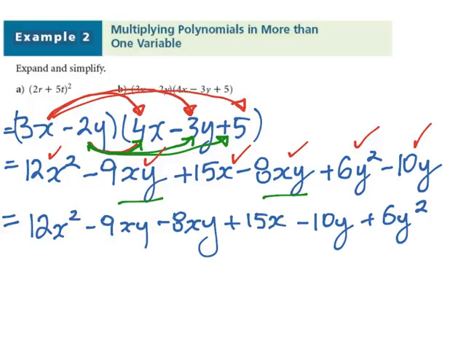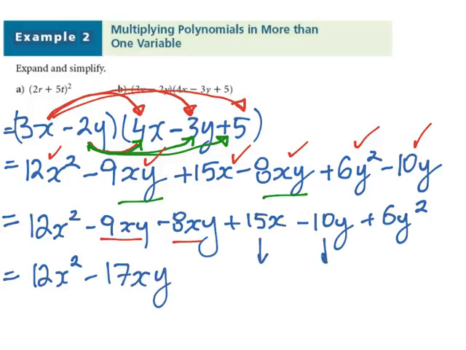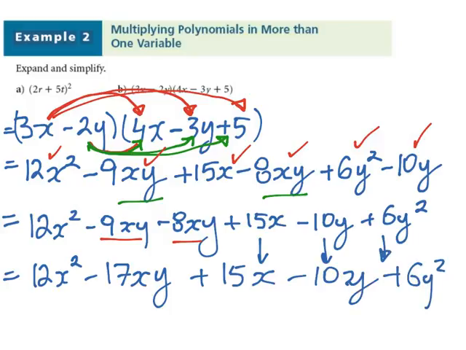So let's collect the like terms in the second line. We have 12x squared, and negative 9 and negative 8 becomes negative 17xy. And everything else is just copied down because there are no other terms like them. So they just get copied. That's y. And this is our answer.